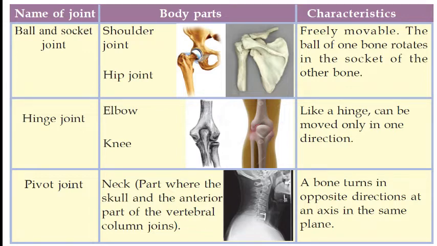So we can make models of hinge joint, ball and socket joint and pivot joint by using different objects. So these joints are helping us to do the activities. Okay. So study the name of the joints and their characteristics.